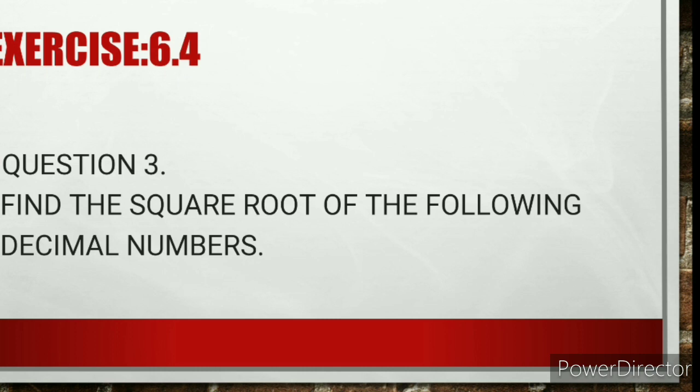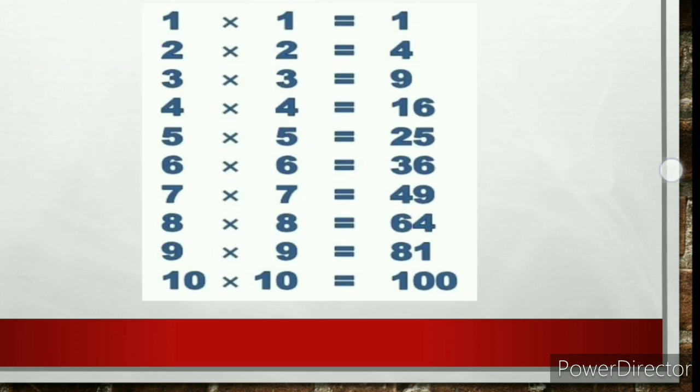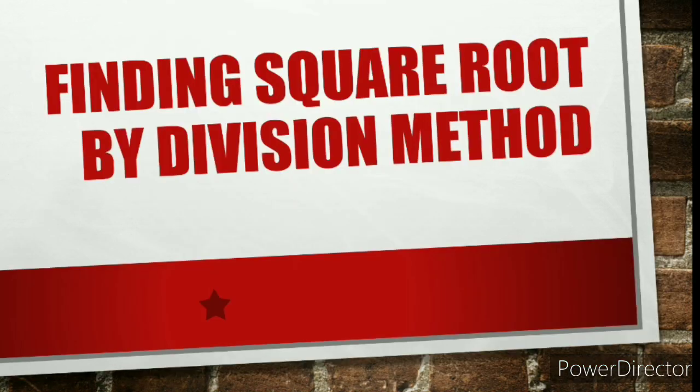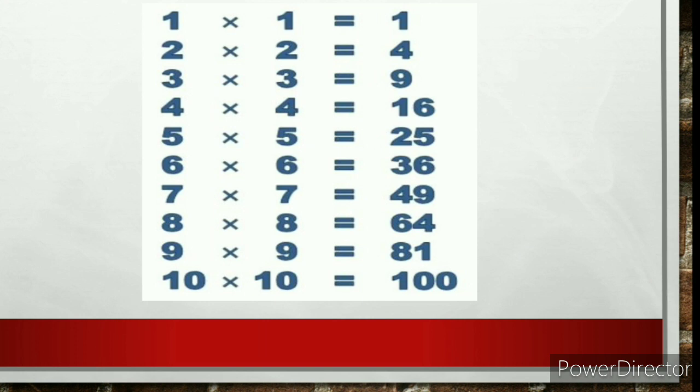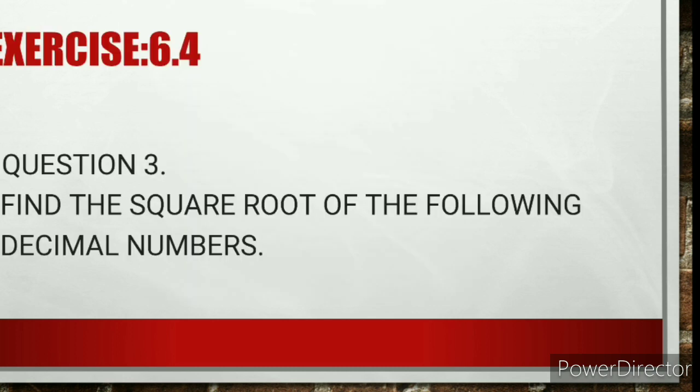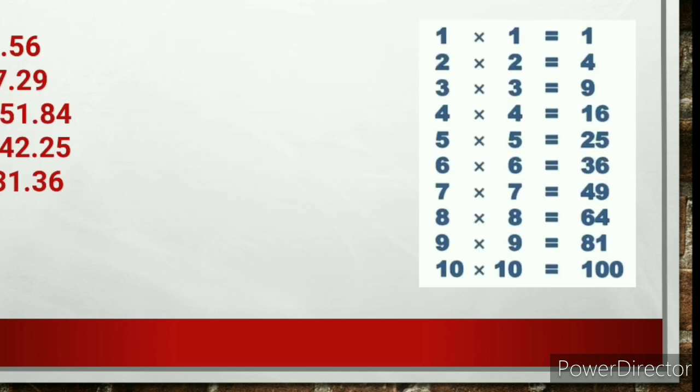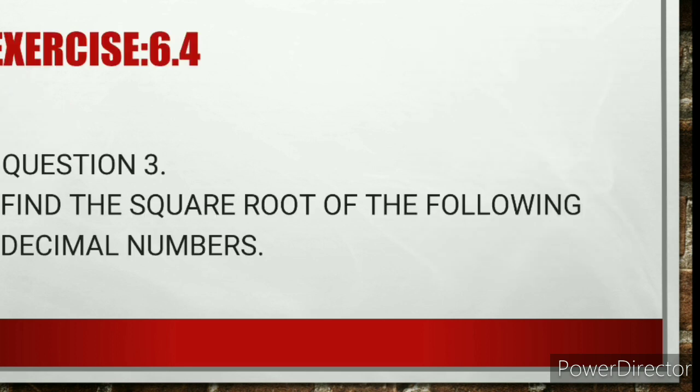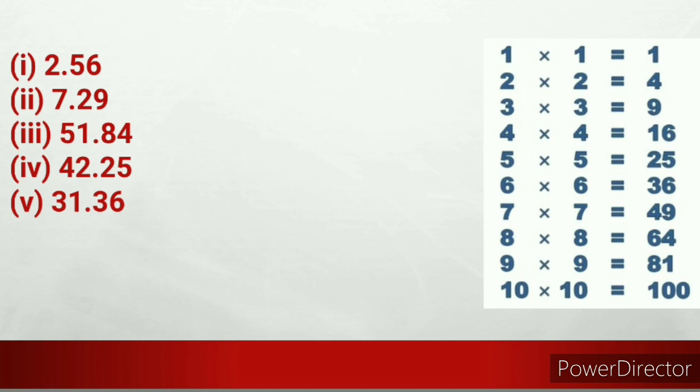Today's class we continue exercise 6.4 of the chapter Squares and Square Roots. Last class we introduced how to find the square root by the division method. I hope you practiced and did the homework. Today's questions also follow the same method, but for decimal numbers. Question 3. Find the square root of the following decimal numbers. Same method, but you should put a point in the quotient. First number, 2.56.